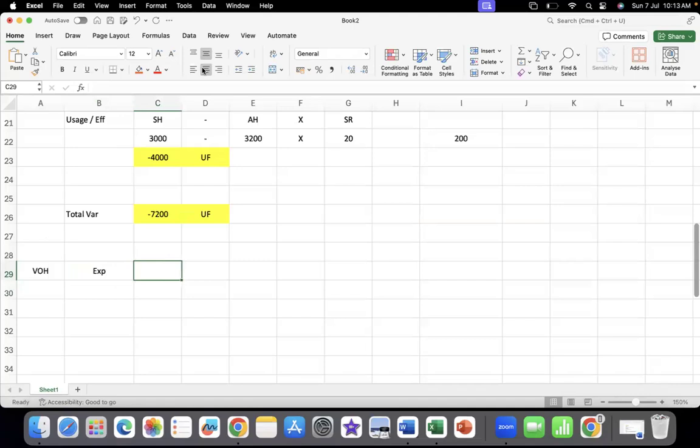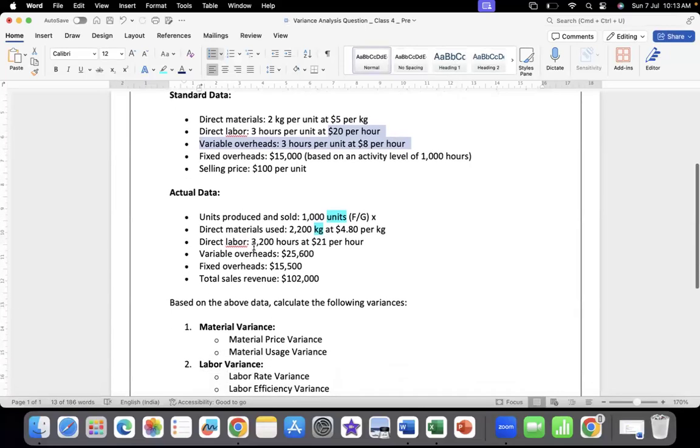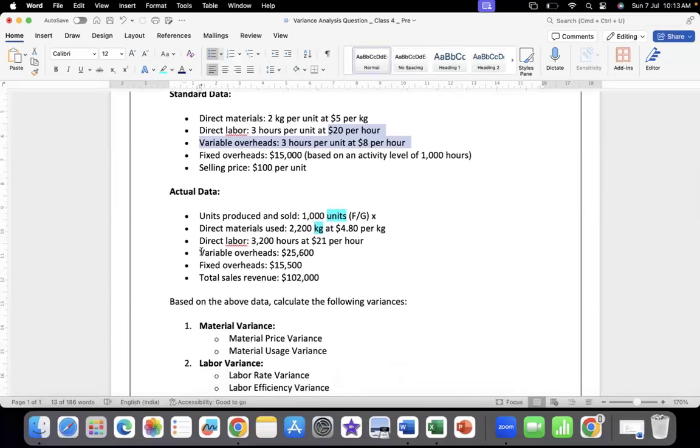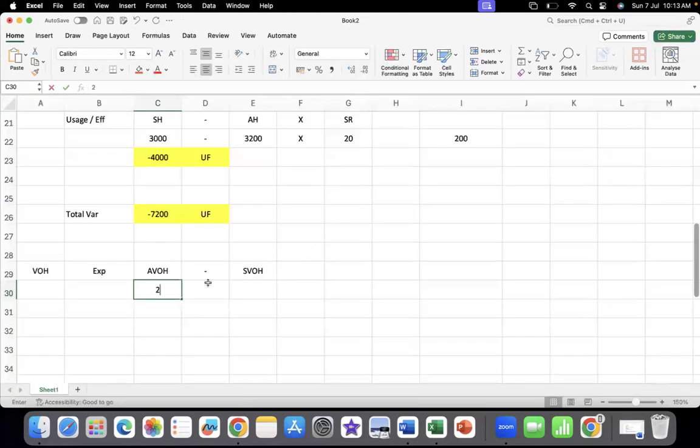So it says actual variable overheads minus the standard variable overheads. The actual variable overheads, which are given to you in the question, are 25,600. So it would be 25,600.